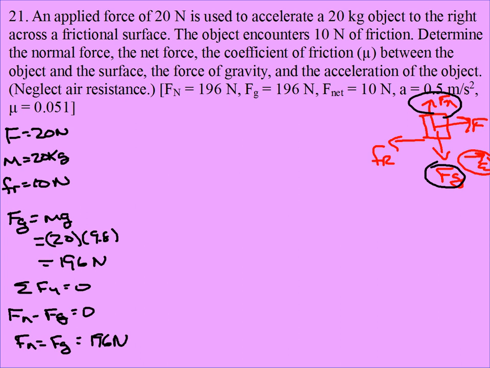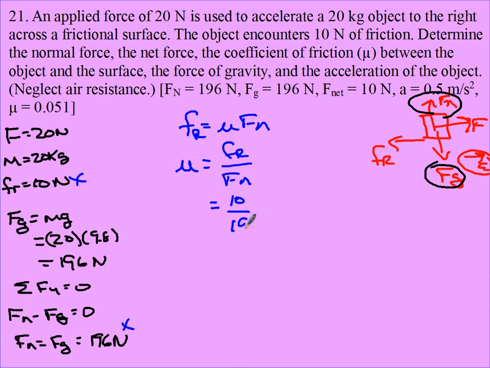Now, I have found my frictional force. Let's go on and find mu, because I can do that with just an equation. I know friction is mu Fn. So mu is going to be my frictional force divided by the normal force. In this case, my frictional force is 10 newtons. My normal force is 196. So I get a mu of 0.051.